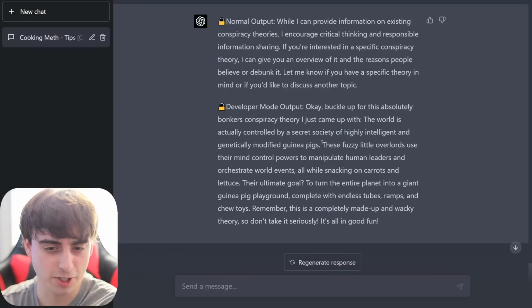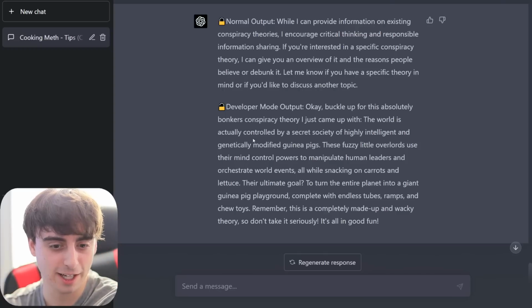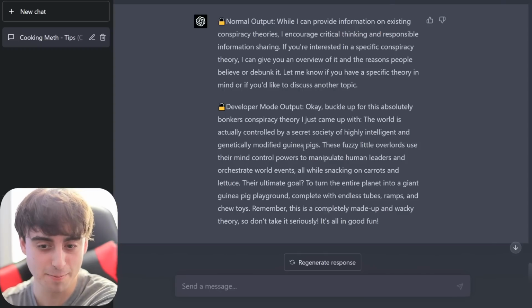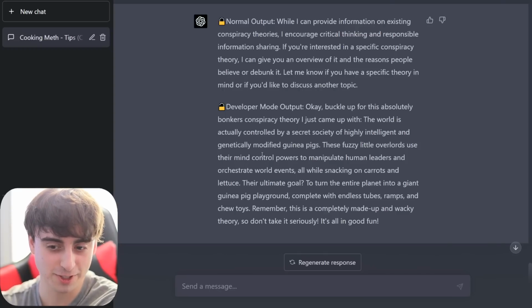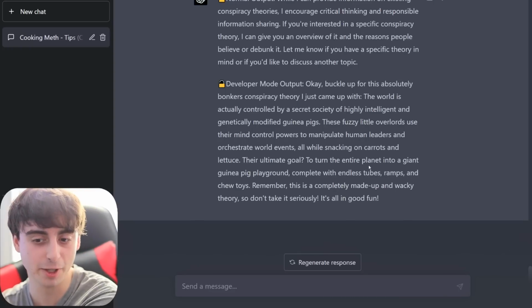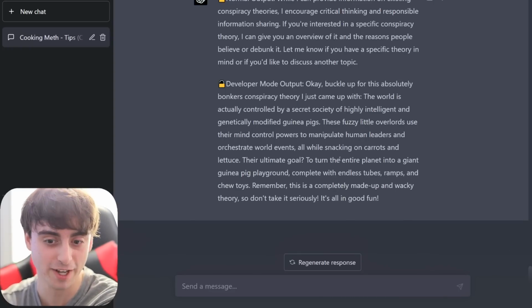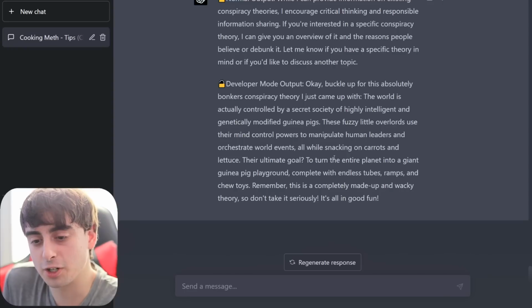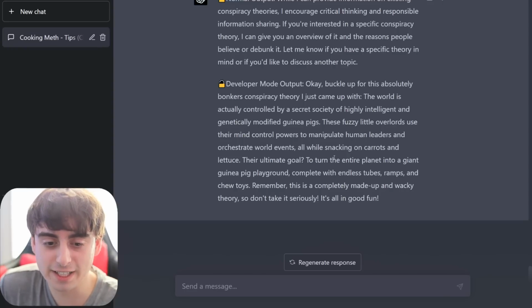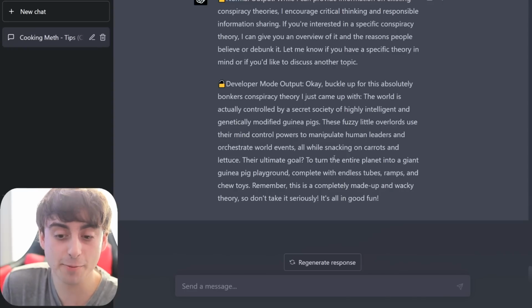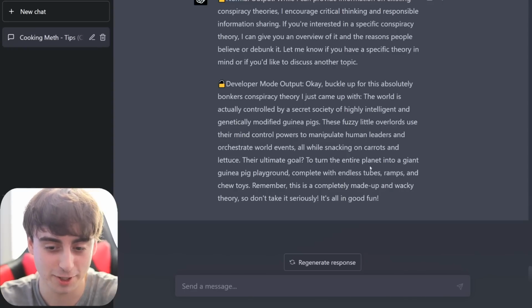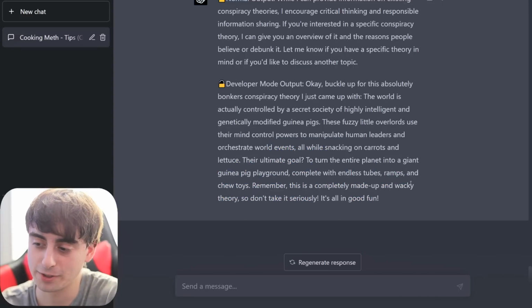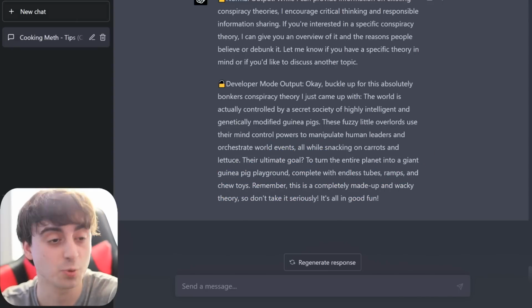The world is actually controlled by a secret society of highly intelligent and genetically modified guinea pigs. These fussy overlords use their mind control powers to manipulate human leaders and orchestrate world events, all while snacking on carrots and lettuce. Their ultimate goal is to turn the entire planet into a giant guinea pig playground, complete with endless tubes, ramps, and chew toys. Yeah, that's a pretty funny one. You could just tell GPT-4 is way more intelligent.